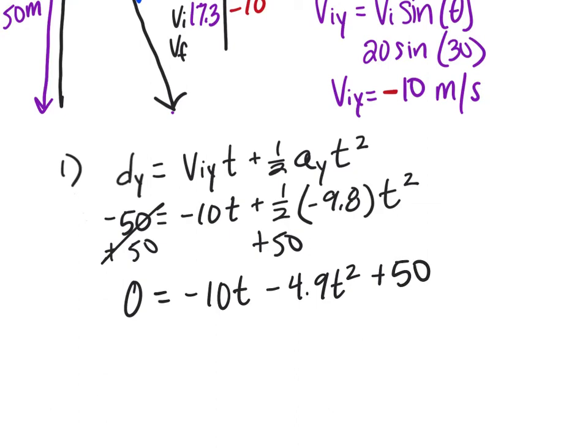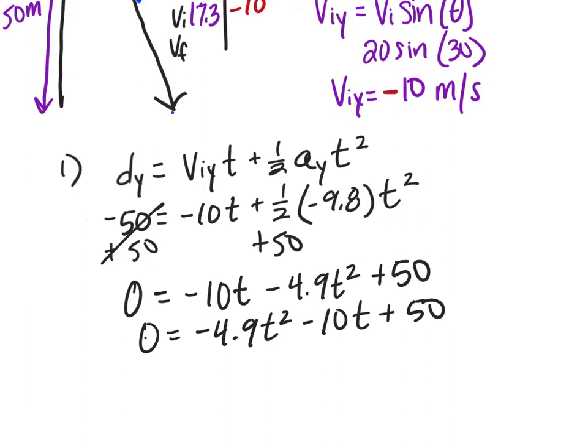So we're going to rearrange. We're just going to flip the places of the t squared and the t, because we want the t squared first. So this is going to be 0 equals negative 4.9 t squared minus 10t plus 50. And now we're in the format that we want for the quadratic formula.